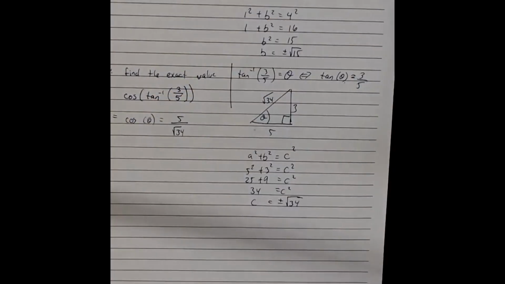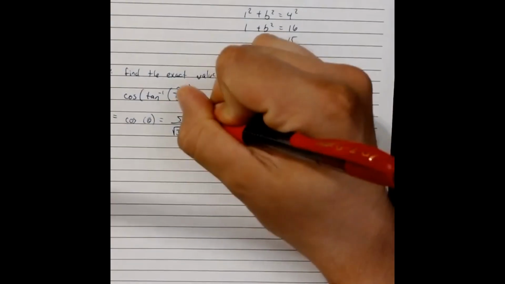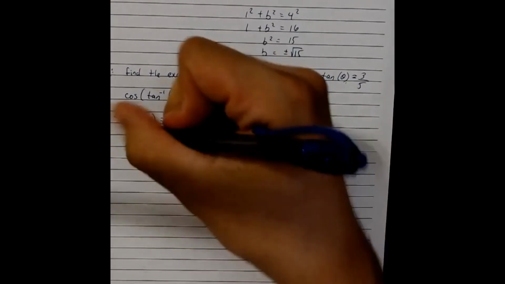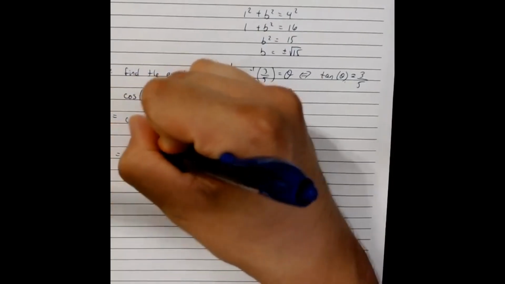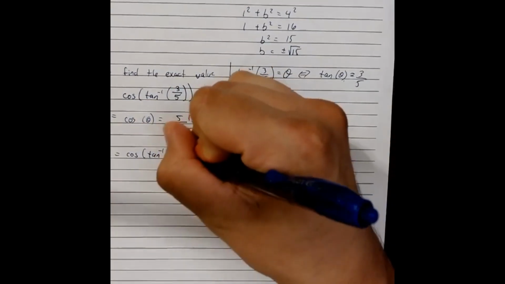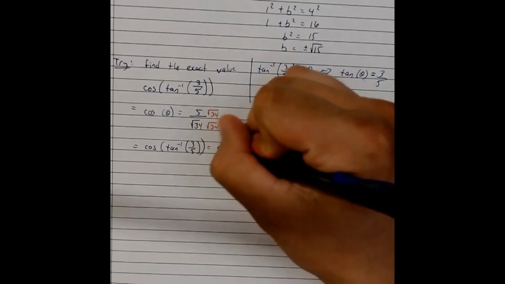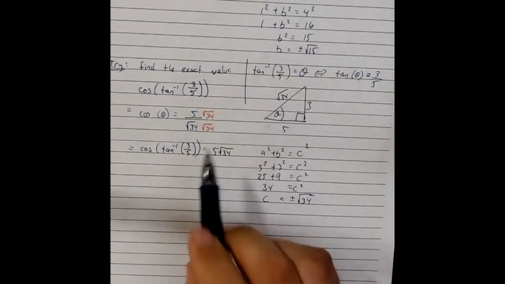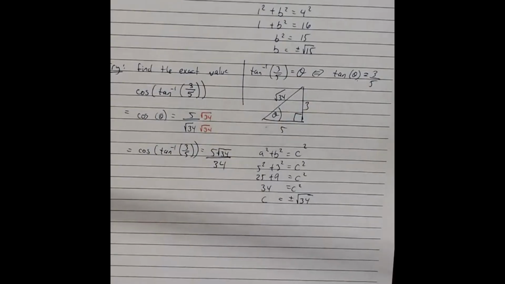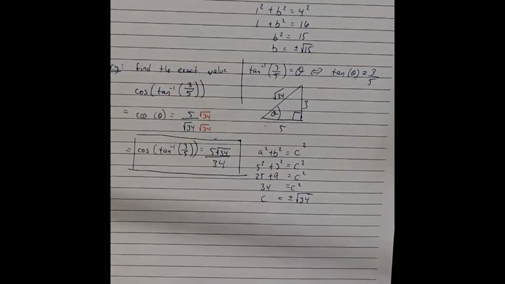5 over root 34. And then, of course, we rationalize all of our numbers. So here we're going to multiply top and bottom by root 34. Multiply top and bottom by root 34. And so that's going to give us that the cosine of the angle theta, or here I'll write out the full problem, the cosine of the inverse tangent of 3 over 5, that's going to equal 5 root 34 as my numerator. And in my denominator, root 34 times root 34, that's just the number 34. And that's our result. 5 root 34 over 34.